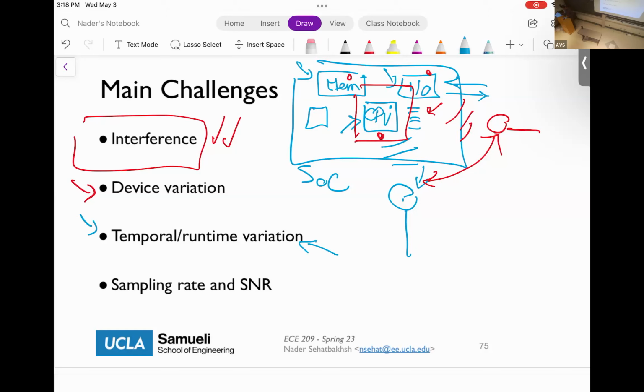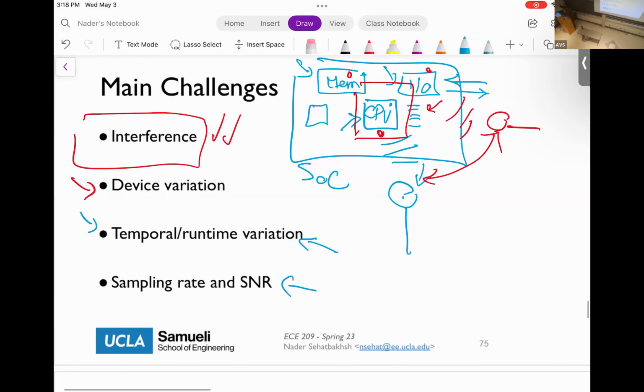And finally, this is really measuring an actual signal, right? So what you really need to do is deal with SNR issues, sampling rate issues, et cetera. So as an attacker, you still want to handle these problems, okay? So why do we care about this?